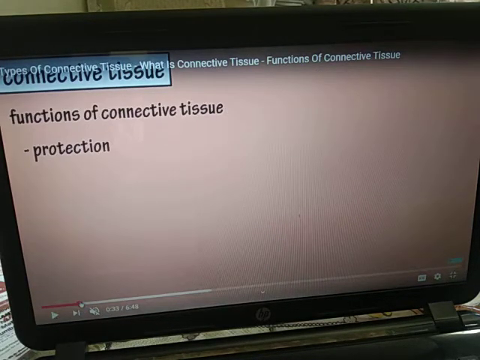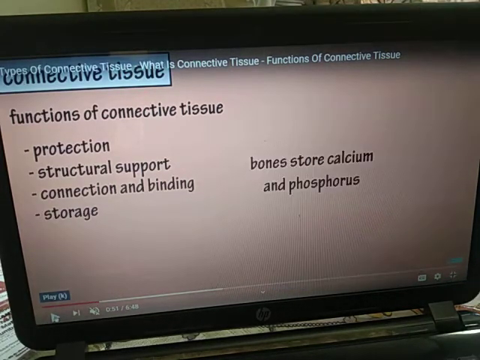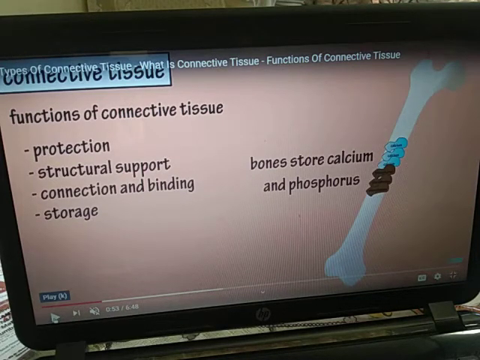Connective tissues have various functions. First it is protection, structural support is there, connection and binding is there. Tissues also have the role of storage. Bones can store the calcium and phosphorus.